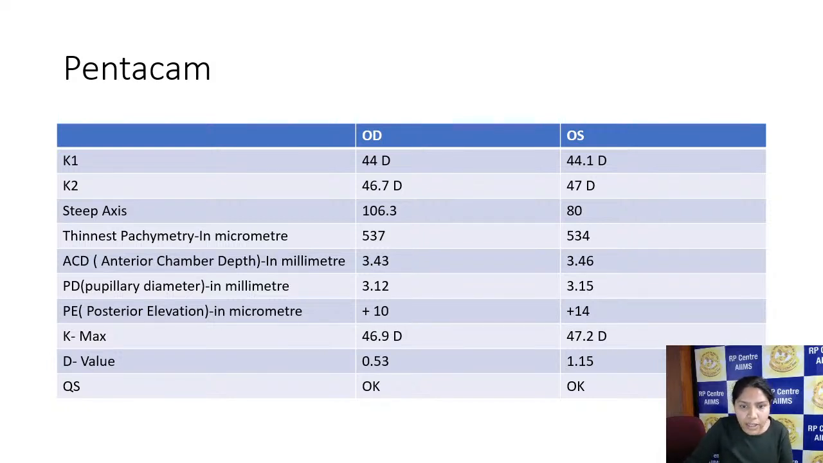And the thinnest pachymetry in the right eye was 537 and the left eye was 534. The ACD was 3.43 in the right eye and 3.46 in the left eye. The pupillary diameter was 3.12 in the right eye and 3.15 in the left eye. The posterior elevation was +10 and +14 in the right eye and left eye. Kmax was 46.9 and 47.2 in right eye and left eye respectively. The D value was 0.53 and 1.15 in the right and left eye.